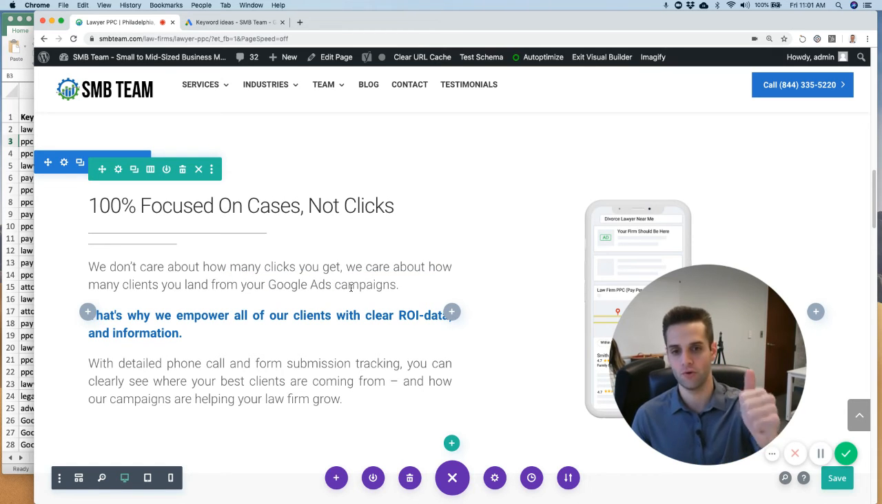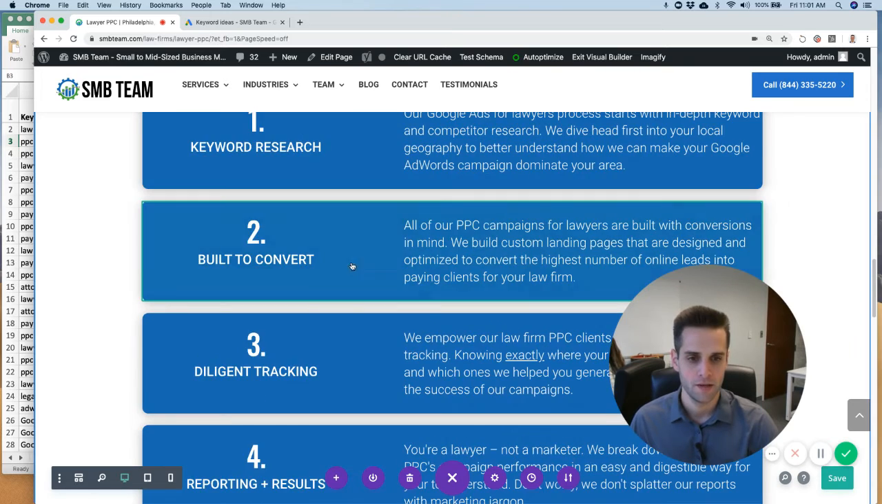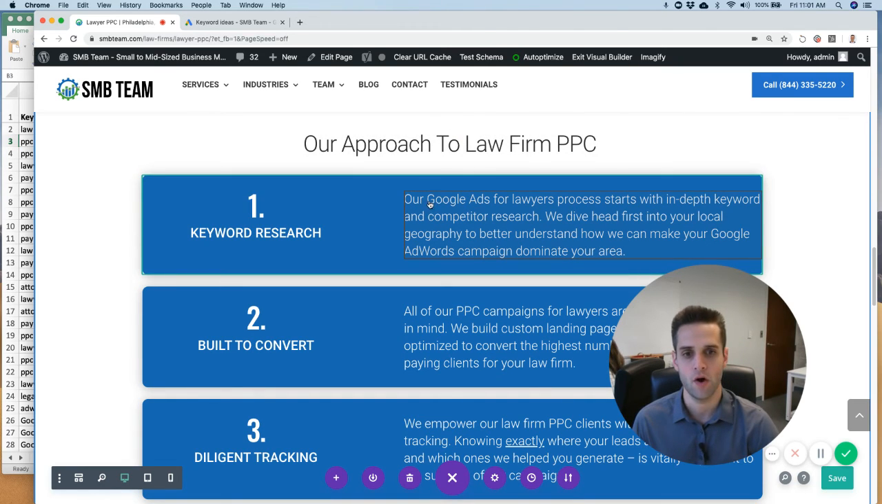So now we've hit the keyword Google Ads, Google AdWords, PPC, lawyer PPC, law firm PPC. So now the page includes the word law firm, lawyer, okay, PPC, Google AdWords, Google Ads, okay? Now we have keyword spice on the page, okay? You can see the spice popping up. Okay. Our approach to law firm PPC, again, this is one of the highest traffic keywords, so we include it multiple times on the page. And then our Google Ads for lawyers process starts with in-depth keyword and competitor research. Better understand how we can make your Google AdWords campaign dominate your area, okay?